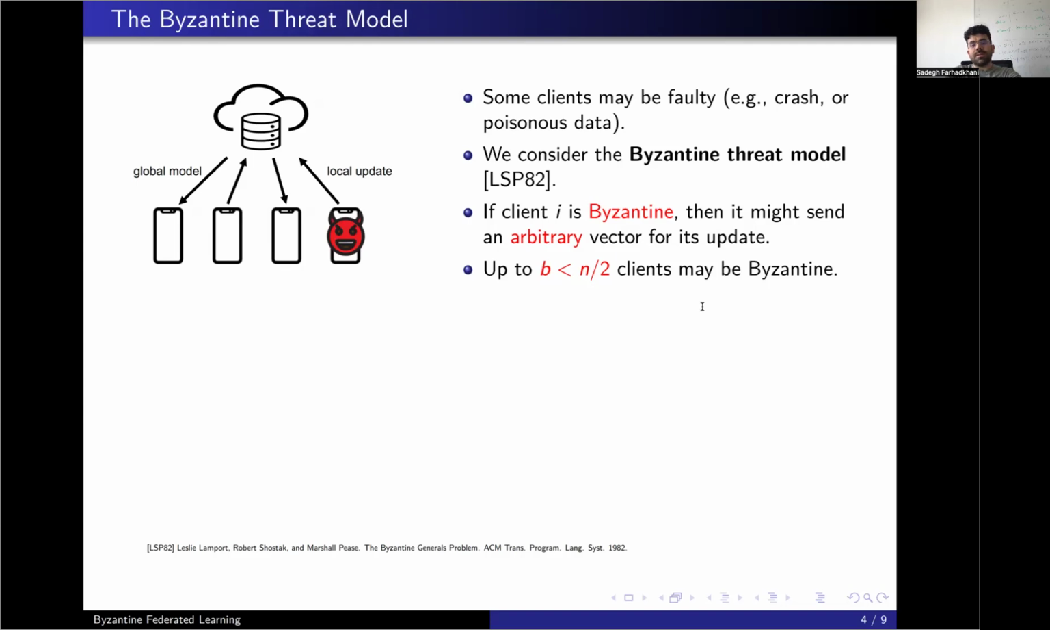To encompass all these bad things that could happen to the system, the Byzantine threat model has been introduced and studied before, where we assume that some of the clients in the system might be what's called Byzantine. It means that they basically can send any arbitrary vector to the server instead of a genuine update vector that is computed on the data. So in our work, we assume up to B clients in the system could be Byzantine, and this B is a parameter which is known. And B cannot, of course, be more than half of the clients in the system.